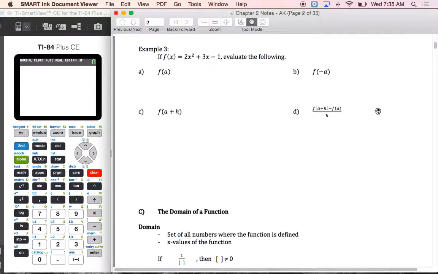Now example 3 is going to be a little bit harder as we go through this. So now we're replacing our x values with letters. So for part A, we are putting in A wherever we see an x, whereas before, we put in numbers wherever we saw an x. So wherever you see an x in our equation, put an A. So that means we'd have 2a squared plus 3a minus 1. Now for part B, we're putting negative a in. So when you put negative a, you need parentheses around it.